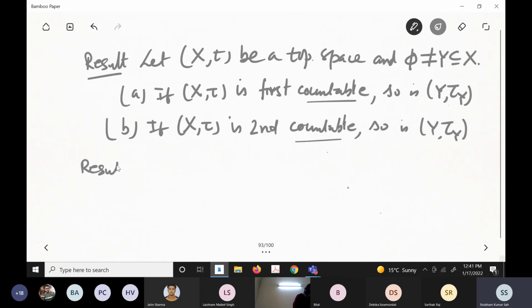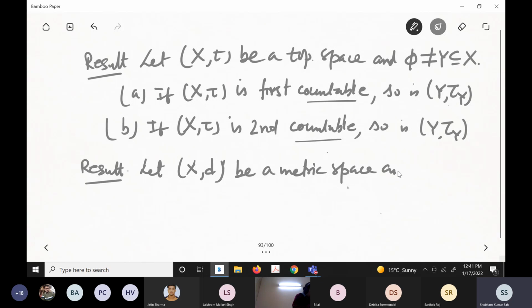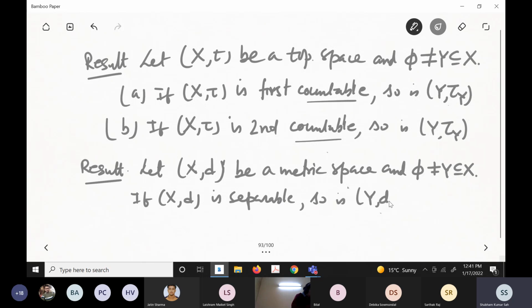Let me write this. Let (X, d) be a metric space, and if (X, d) is separable, so is this restricted metric d_Y. It doesn't matter, any subset.